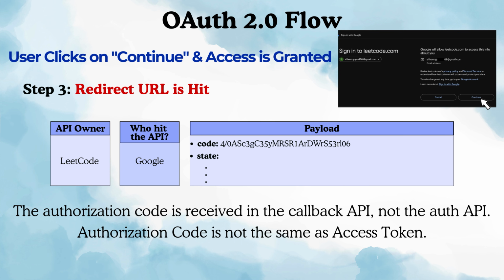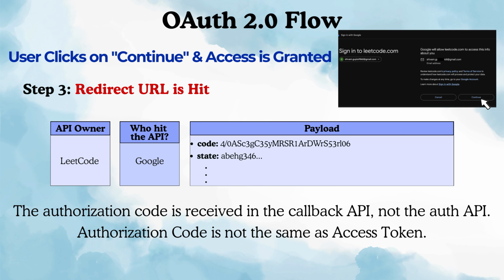And there is one more thing. This authorization code is different from the access token. LeetCode still does not have the access token. This code is entirely different and the access token is something different. The access token will come into play in some future steps. But as of now, you should know that the authorization code has been sent back to LeetCode. And in the state, there will be the exact same value that was there in the authorization API.